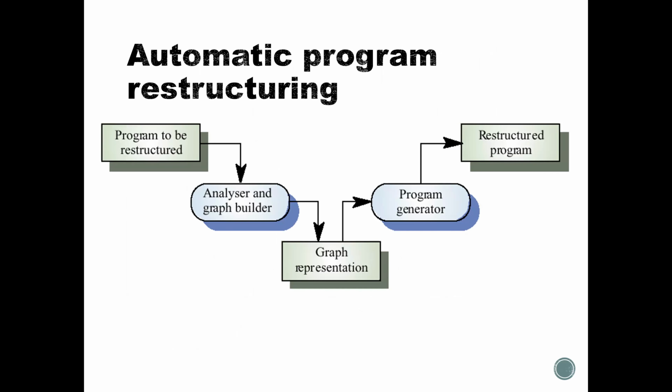The next thing is automatic program restructuring. We don't have to perform this restructuring manually. This restructuring can be done automatically. It is applied to the ill-structured programs that we have seen earlier, the spaghetti sample. This is basically done to increase the understandability and helps us in reducing the maintenance.